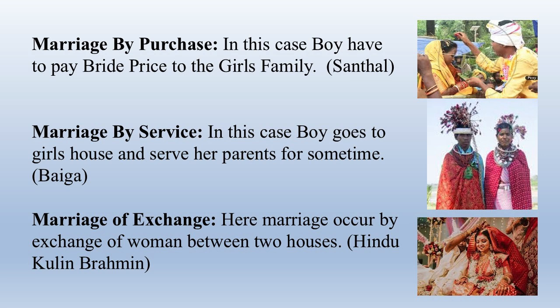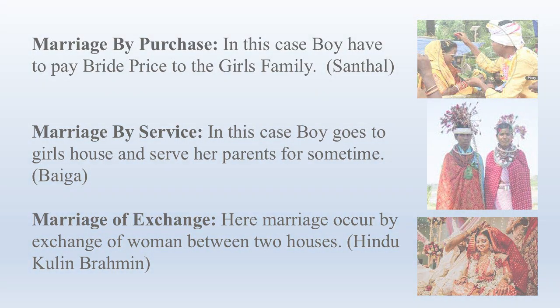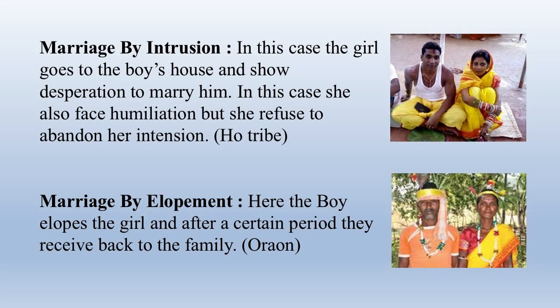The next type is marriage by exchange. It is an exchange of women between houses for marriage. It is found among the Kulin Brahmins of Bengal. The next is marriage by intrusion. It is found among the Birhor tribe and Ho tribe. In this case, the girl goes to the house of a young man of her choice and shows desperation to marry that boy. She has to face humiliation, but she refuses to abandon her intention. This is another unique way of acquiring mates.